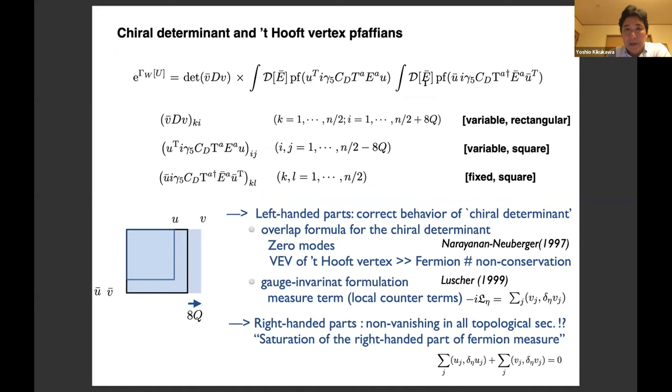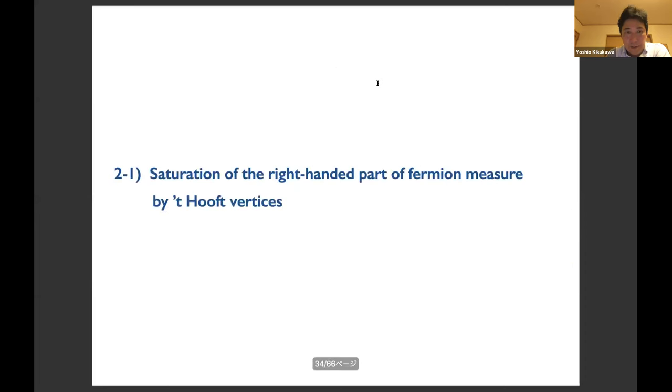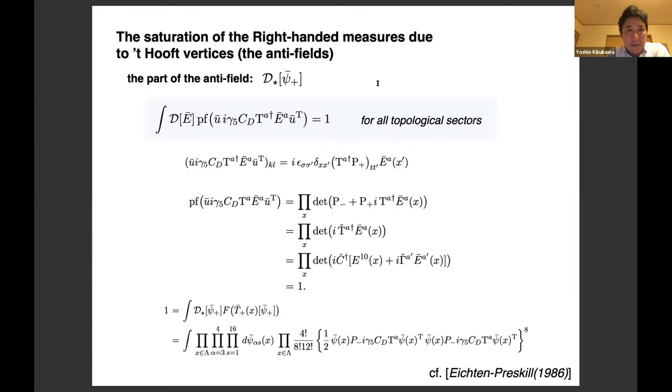Okay, so now let me examine these factors in more detail. First, let me discuss the part of the anti-field. In this case, we can show rigorously that this Pfaffian is actually unity, independent of the background and auxiliary spin 10 vector field, SO10 vector field. Then the path integration over the auxiliary field gives rise to a certain constant.